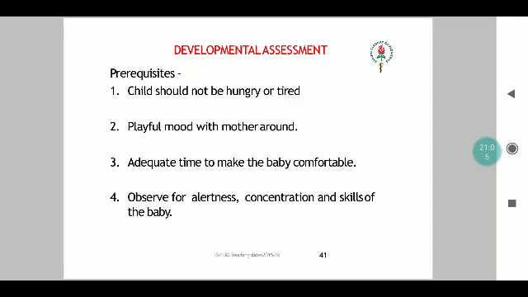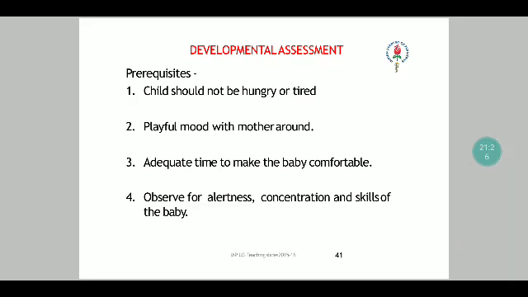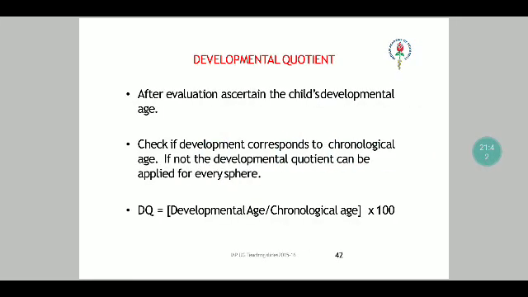So before going for a developmental assessment in detail, we should know that the child should not be hungry or tired and should be in a playful mood with the presence of the mother around. Before engaging into a developmental assessment, adequate time should be taken to make the baby comfortable. It is not like this presentation where I directly started with the slides that were available. We must take time to play with the child to make the child comfortable before assessing the development, because a conscious or an uncomfortable child will not give the correct picture. More so, we do observe for alertness, concentration and skills of the baby as a continuous process, and observing the child itself will give a lot of information to us.